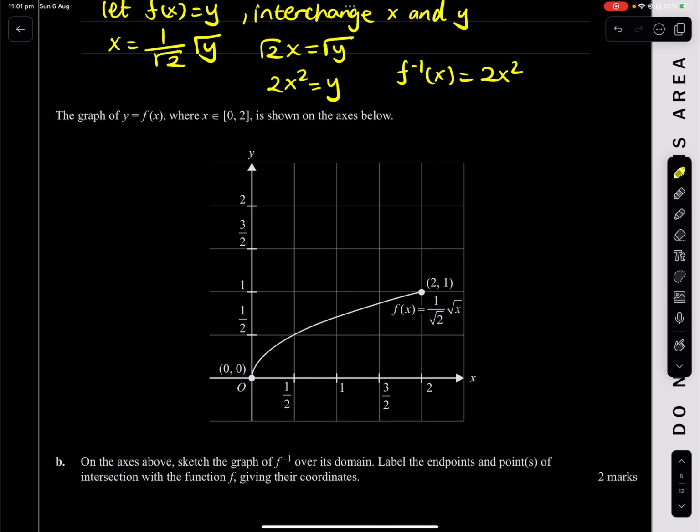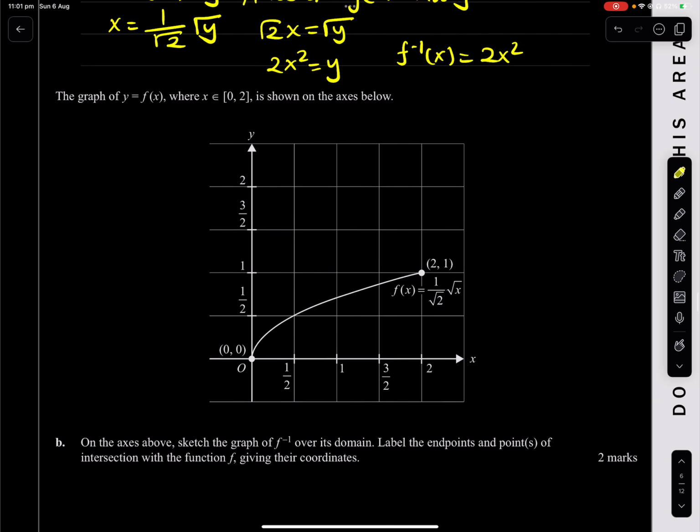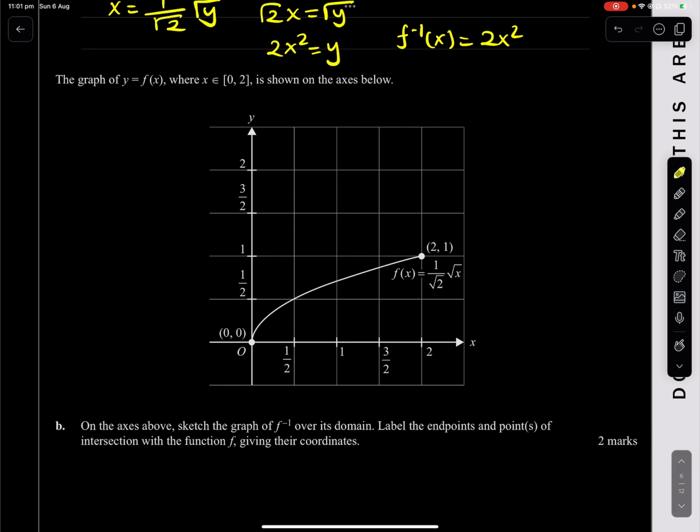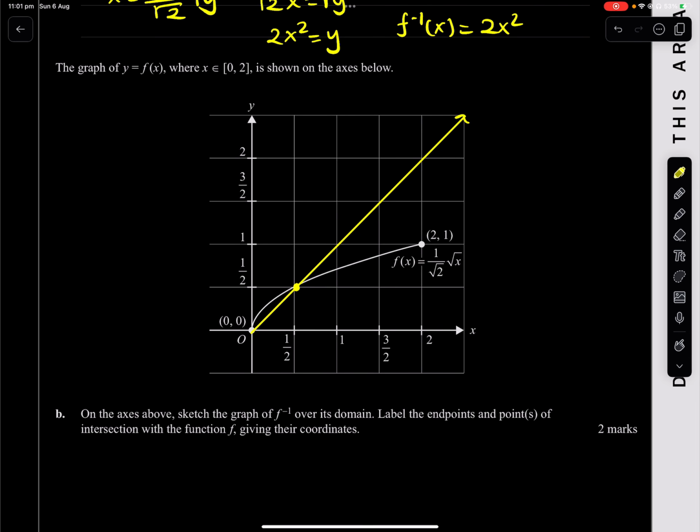So the graph of f of x is this. On the axis, sketch the graph of the inverse over its domain. Label the endpoints and the intersection with the graph of f. To draw an inverse, we always make sure to draw y equals x. So points here, and we're just going to swap these two points. So it'll be 1, 2, which is over here.